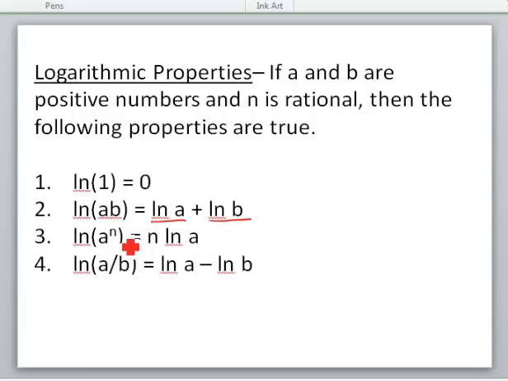The next property talks about if you have something, a to the n, so you have an exponent, you can actually bring the exponent out front to simplify it. And the last property is that the ln of a divided by b can be rewritten as the ln of a minus the ln of b.